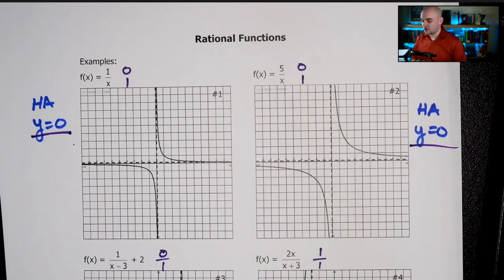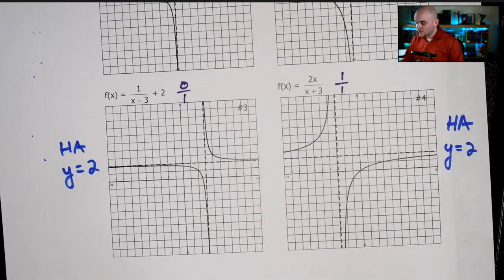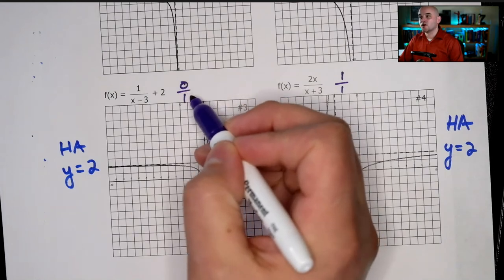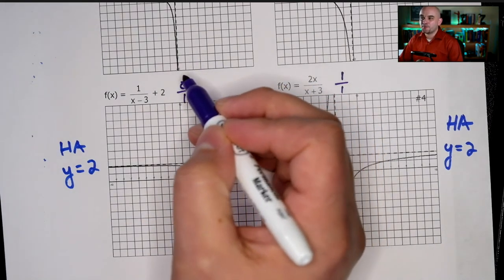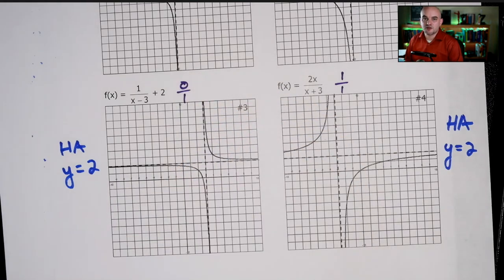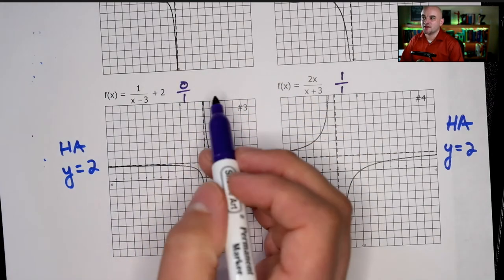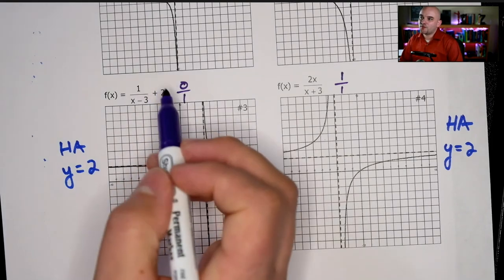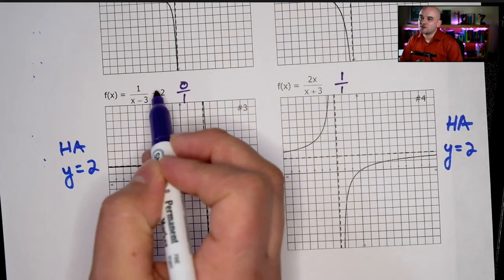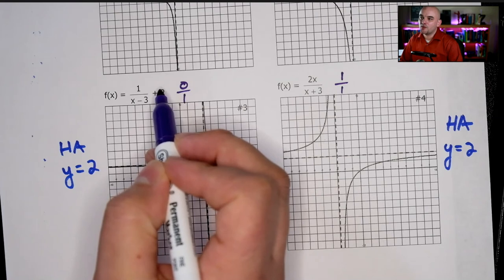Maybe we can start to make a little bit of a conjecture here. This one, degree of the numerator is less than the denominator, and remember, we're focused on whether this degree is larger than, equal to, or less than the denominator's degree. This one, though, it's not y equals 0, it's y equals 2. But if we were to take away this plus 2 right here, then it would be 0, wouldn't it?